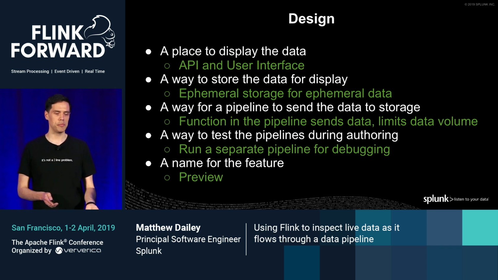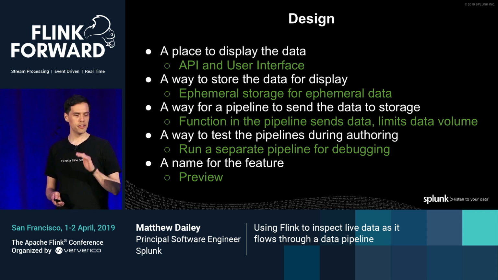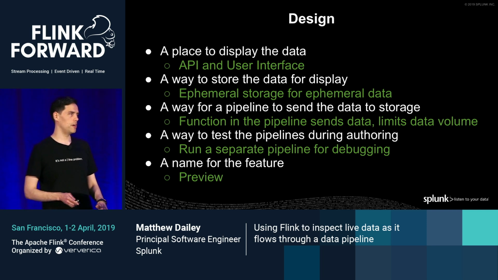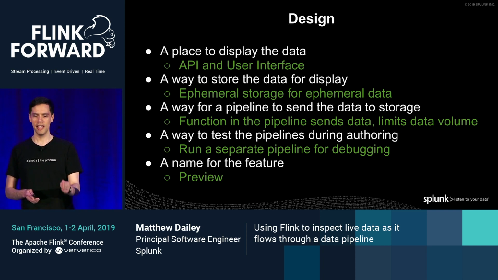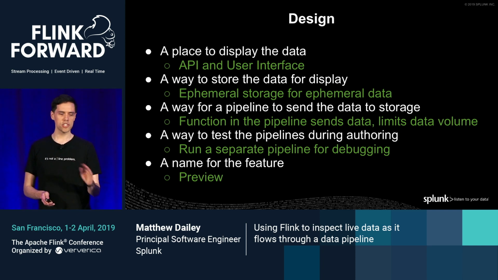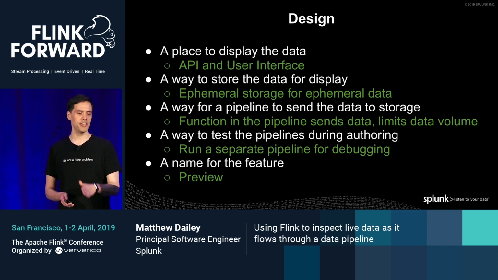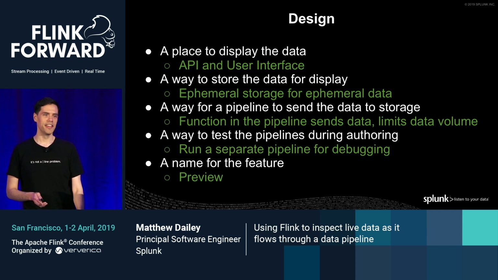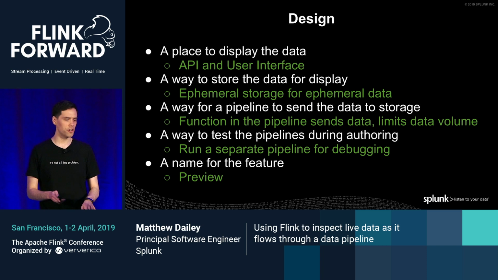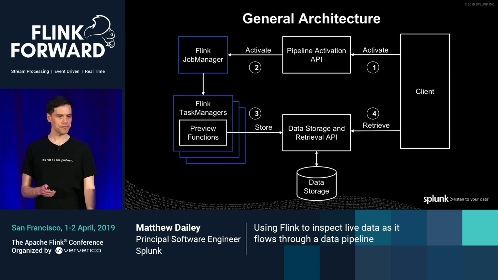We need a way to test the pipelines during authoring. So we decided, okay, let's run a separate pipeline for debugging. That means that you can have an existing version of your pipeline running in production, and you say, okay, I want to make some changes to it. Let's go ahead and give them the ability to run that pipeline separately. And then lastly, we needed a name for the feature, so we called it Preview, or Data Preview.